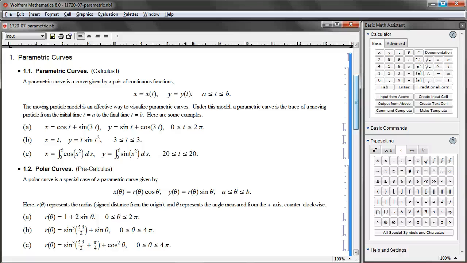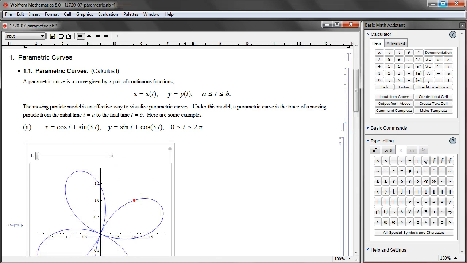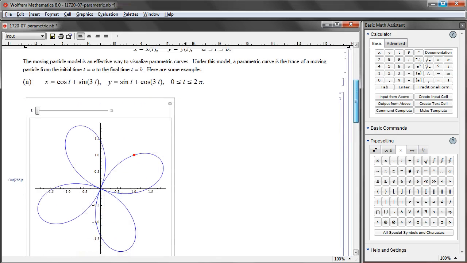Now, what is a parametric curve? It's a kind of curve given by a pair of two functions. X is given by a function of t, y is given by a function of t, where t is between a and b. We can understand parametric curves as a trace of a moving particle, where t is time and x and y are horizontal and vertical component of the position, kind of like this example shows.